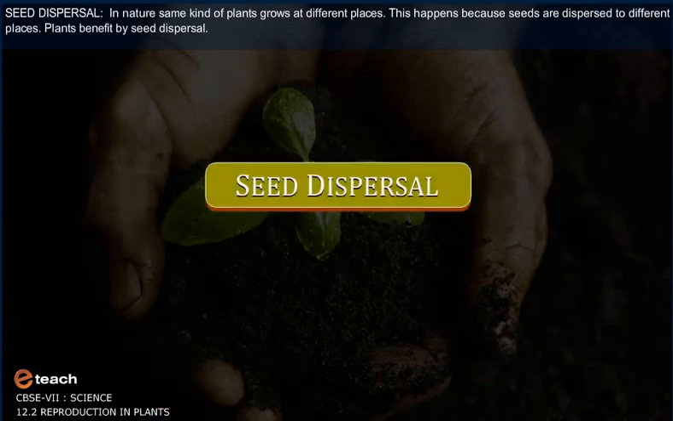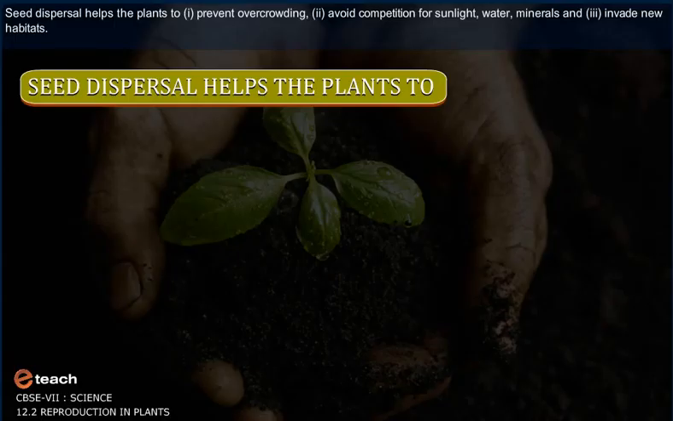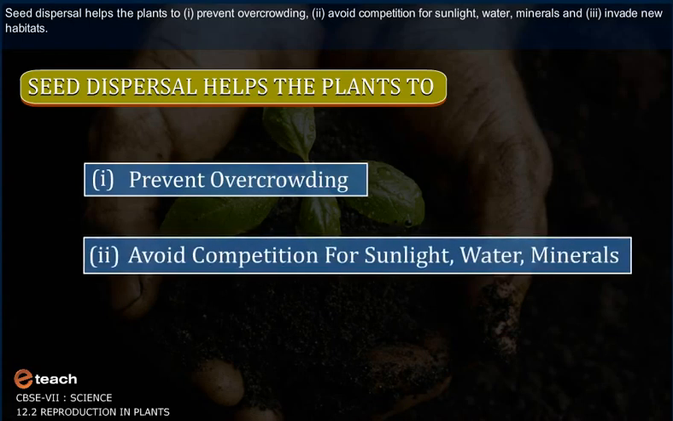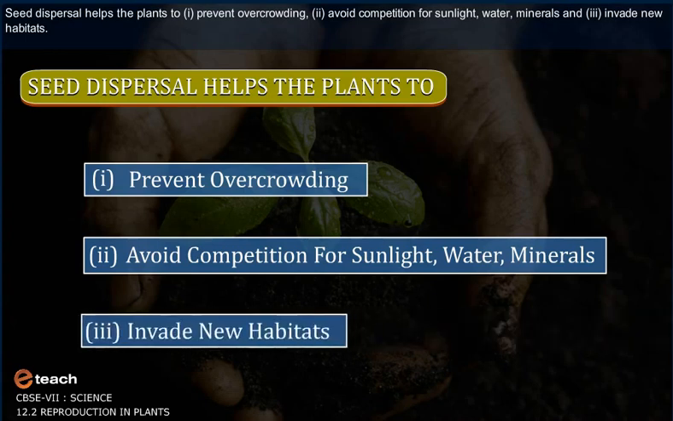Seed dispersal. In nature, the same kind of plants grow at different places. This happens because seeds are dispersed to different places. Plants benefit by seed dispersal. Seed dispersal helps the plant to: 1. Prevent overcrowding. 2. Avoid competition for sunlight, water, minerals. And 3. Invade new habitats.